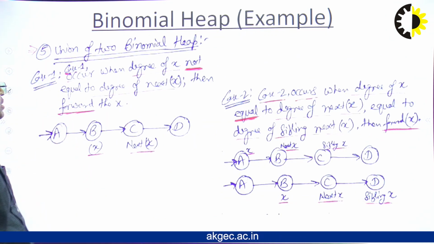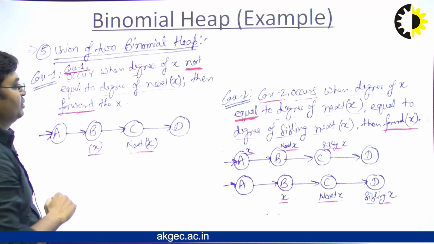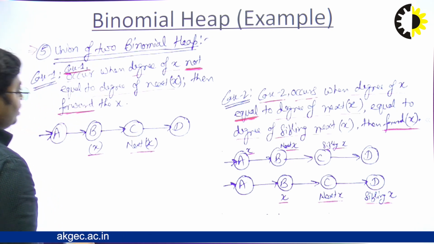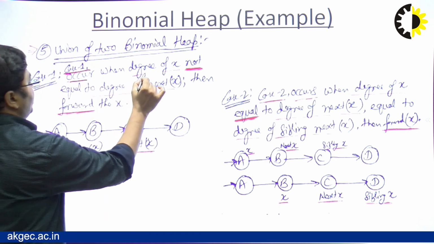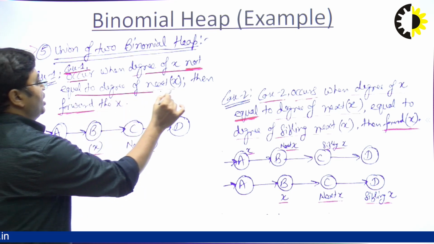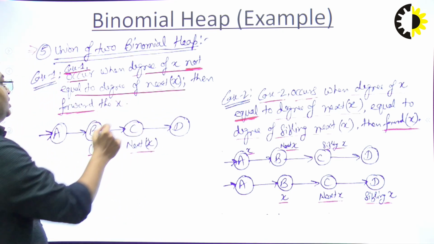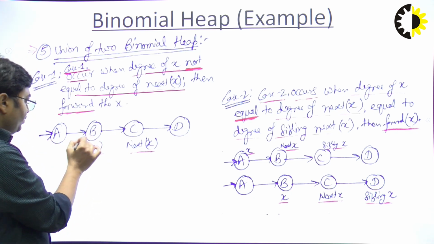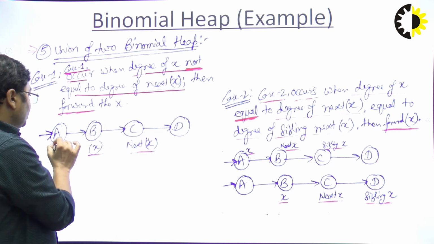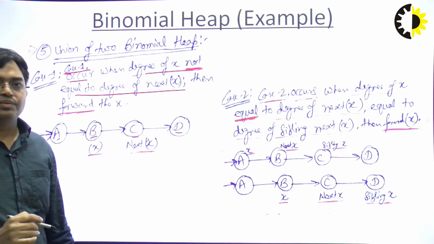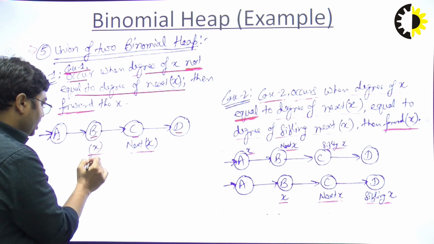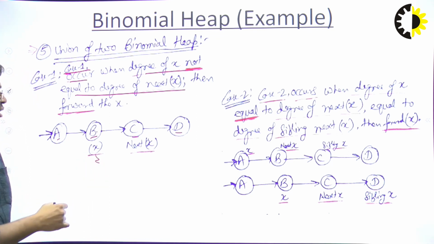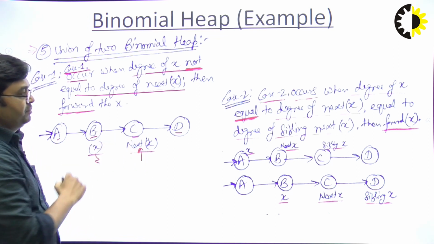Union of two binomial heaps. There are four cases. First, case 1 occurs when degree of x is not equal to the degree of next of x. Means in the last procedure, if we have binomial heap a, b, c, d, there are 4 values, and we are at x or at b, which is, we are saying this is x, and next of x is c.